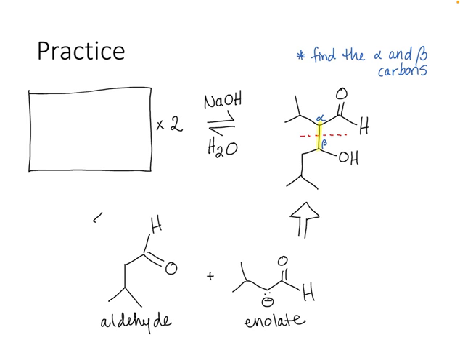Now what that tells us is we just started with 2 of that aldehyde. And that kind of looks like the top half of our molecule at the end. So if you can visualize where the new bond formed, so if you can find the alpha and beta carbons on your aldol product, that can help you figure out what the starting material was.